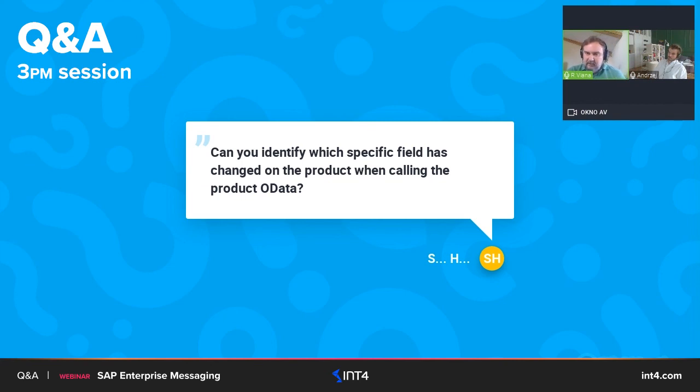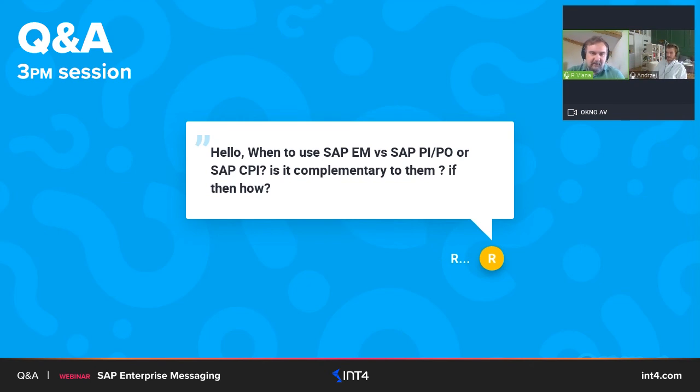Let me get this interesting question: when to use SAP EM and PI/PO or CPI? There is no versus, yes, they are complementary to each other. They are not fighting each other in this case. But of course, you can use SAP EM with SAP PO and also with CPI. And with CPI, you have two possibilities, AMQP adapter, HTTPS, and also OData to read from the publisher, in this case S/4HANA. Do you want to get some questions, Sanjay?